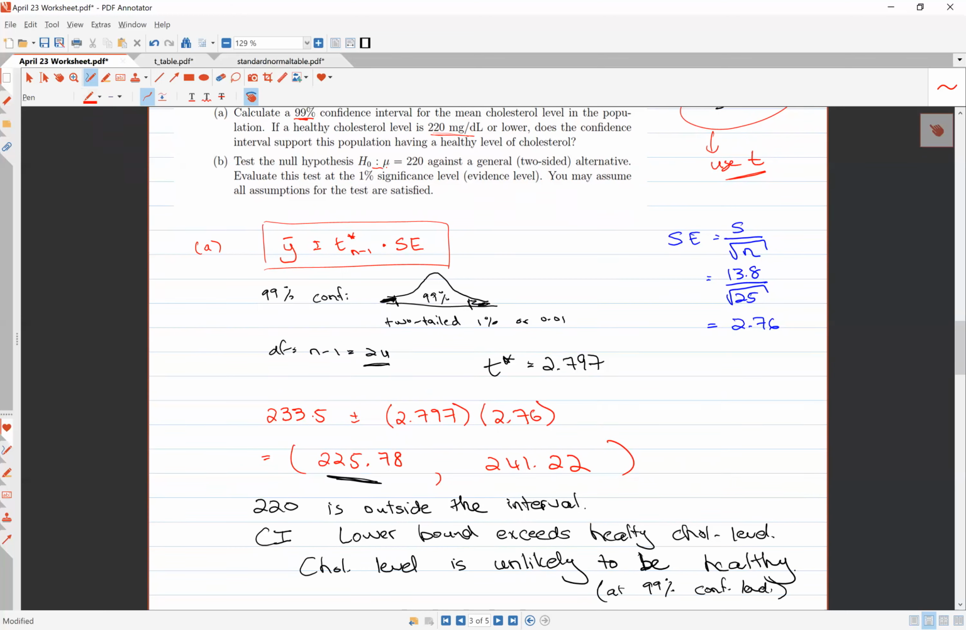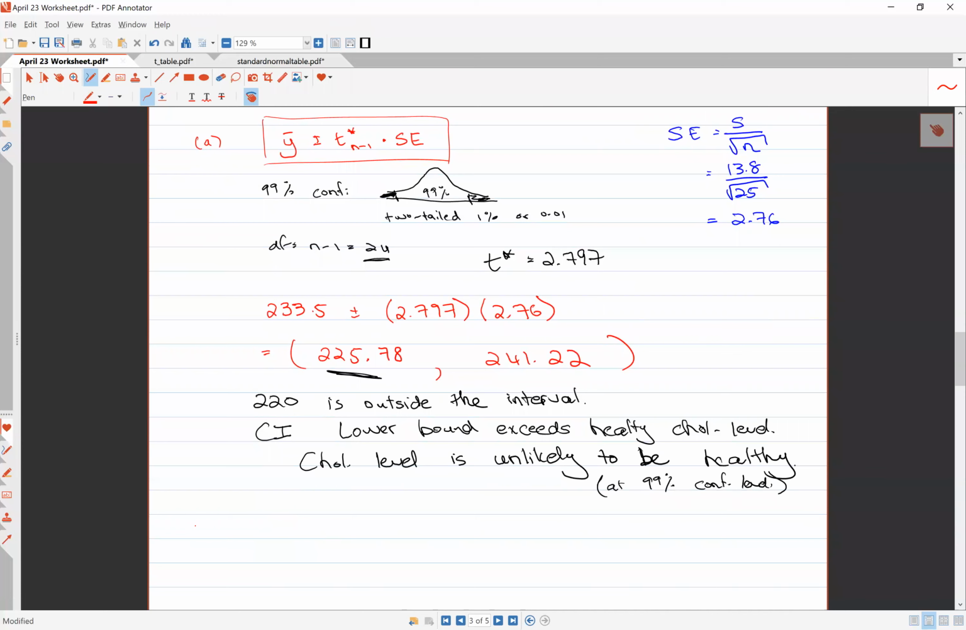Now, part B has us test the null hypothesis against two-sided alternatives. So we're trying to solve the same problem, but we're now taking a model-centric view. And the alternative here is said to be generic or two-sided. So it just means mu is not equal to 220. So the value under the null hypothesis, that's what we call mu naught.